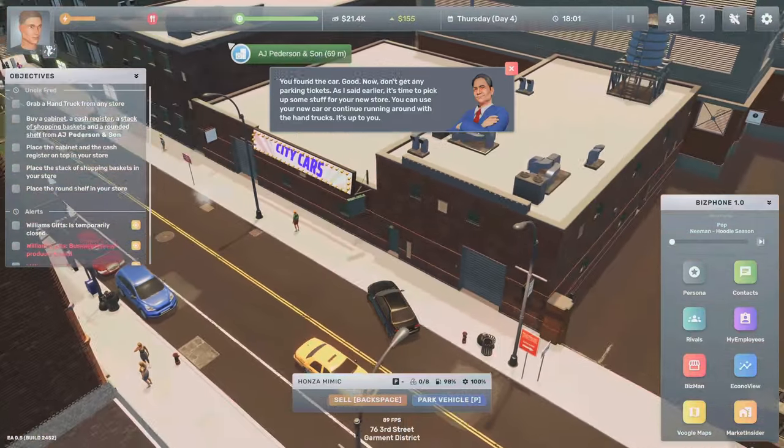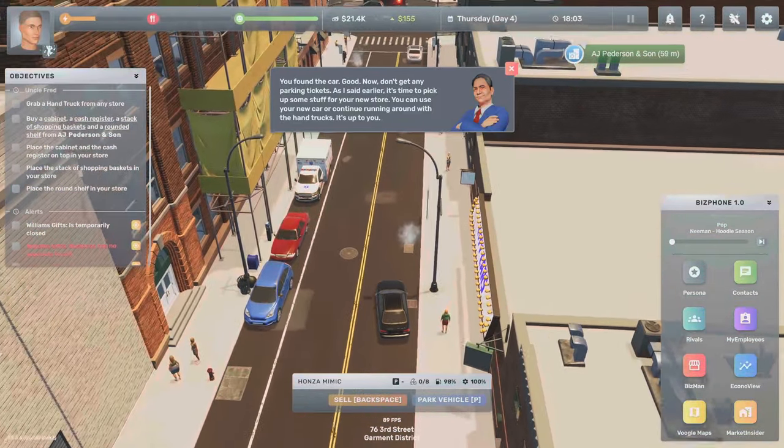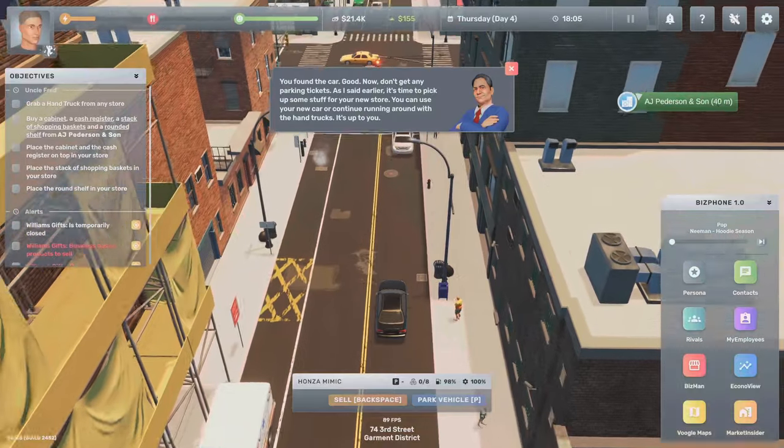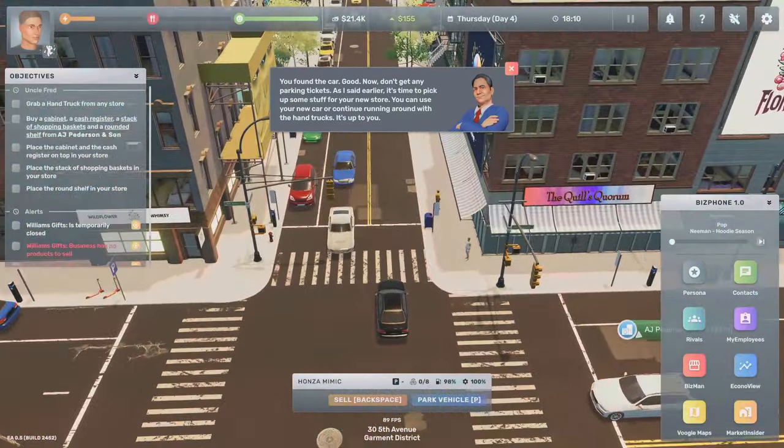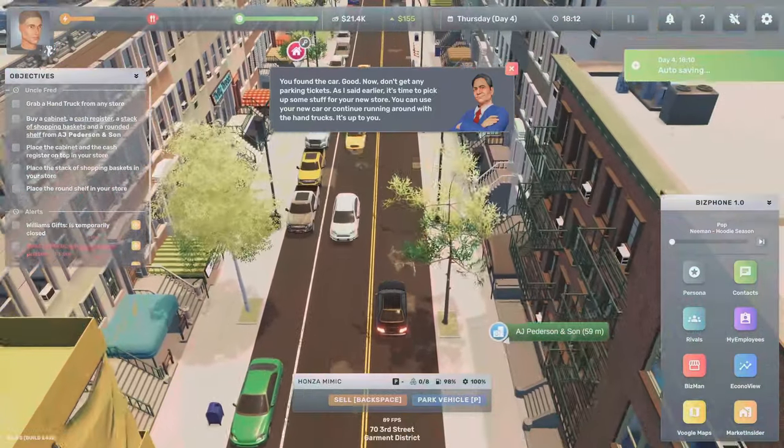Ah, you found the car. Good. Now, don't get any parking tickets. As I said earlier, it's time to pick up some stuff for your new store. You're gonna use your new car. Or continue running around with the hand trucks. It's up to you.